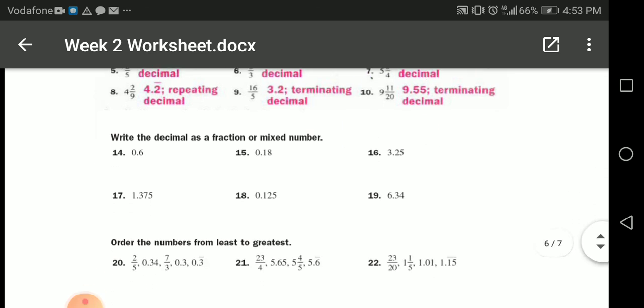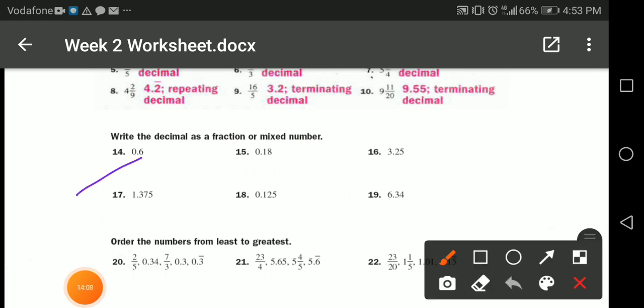Okay, here he asks me this question: write the decimal as a fraction or mixed number. So please do this as homework. I hope you understood everything. Rewatch the video more than one time and answer the questions. After answering, you'll find the correct answers in the worksheet here.